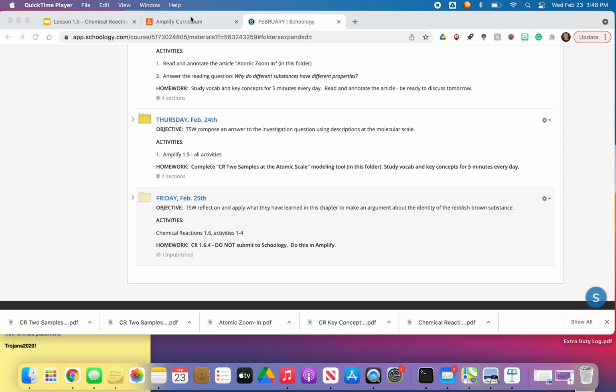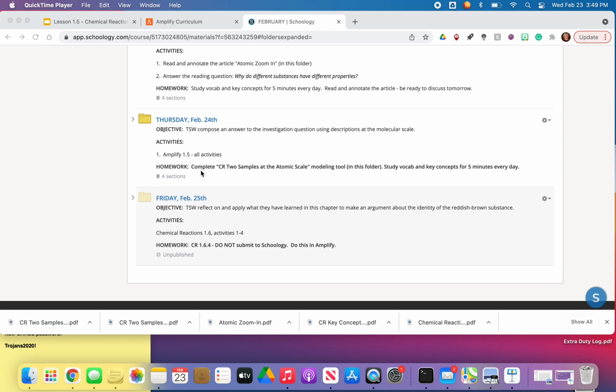So you need to make sure that you are logged into Amplify. But before you do that, let me take you through what our objectives are for today. You are going to compose an answer to the investigation question using descriptions at the molecular scale, okay? We are going to be in Amplify 1.5. We're going to complete all the activities, and you do have homework today.